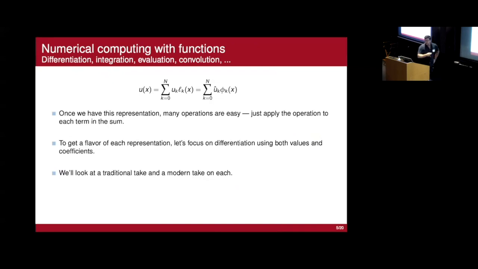Okay, so we have these two representations, either on a grid or in terms of orthogonal polynomials. And once we have this representation, many operations are very easy. We can just apply the operation to each term in this sum. And so to get a flavor of each representation, I just want to highlight what it looks like to take a derivative in each of these worlds, in the values world and in the coefficients world. And in particular, we're going to look at a traditional take and a more modern take on each one.